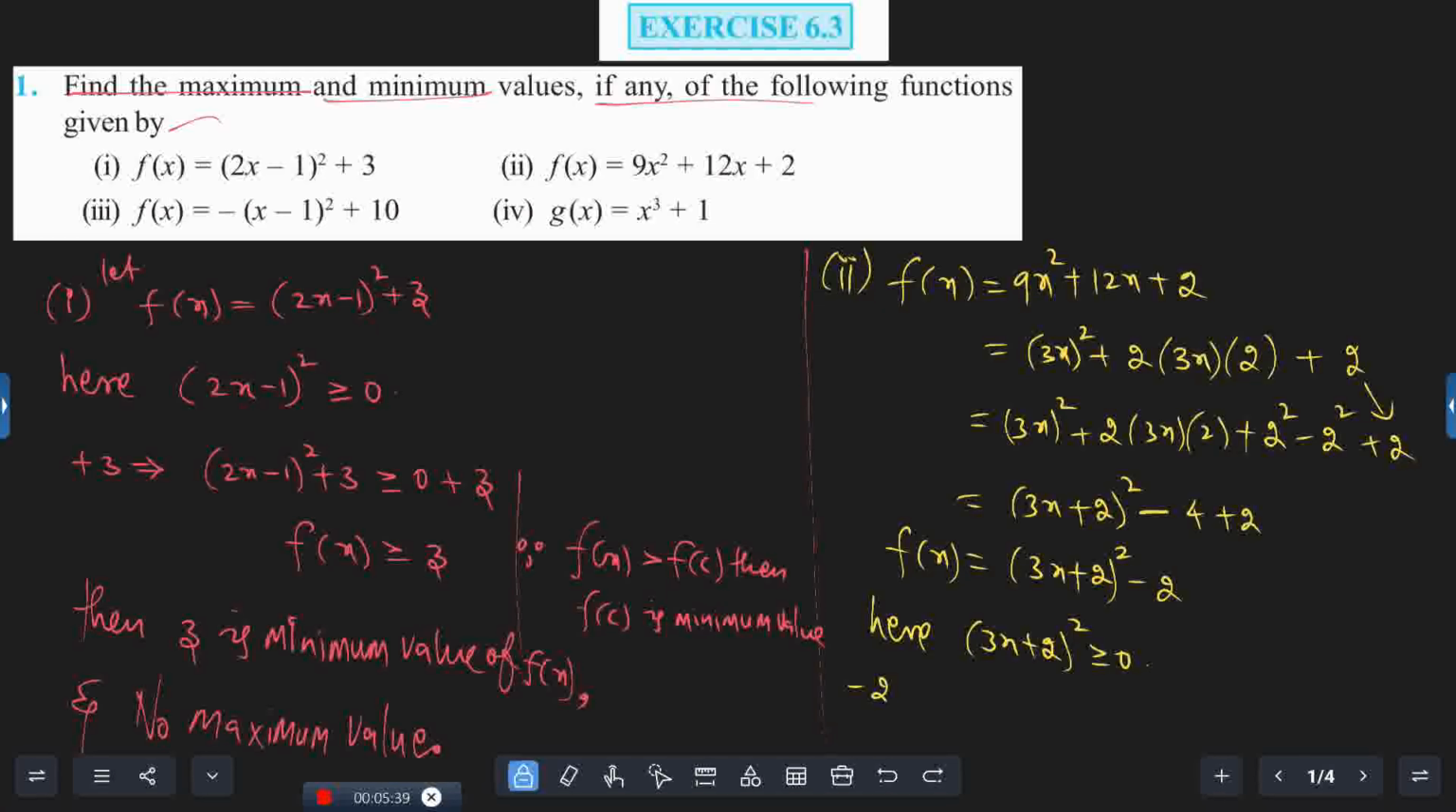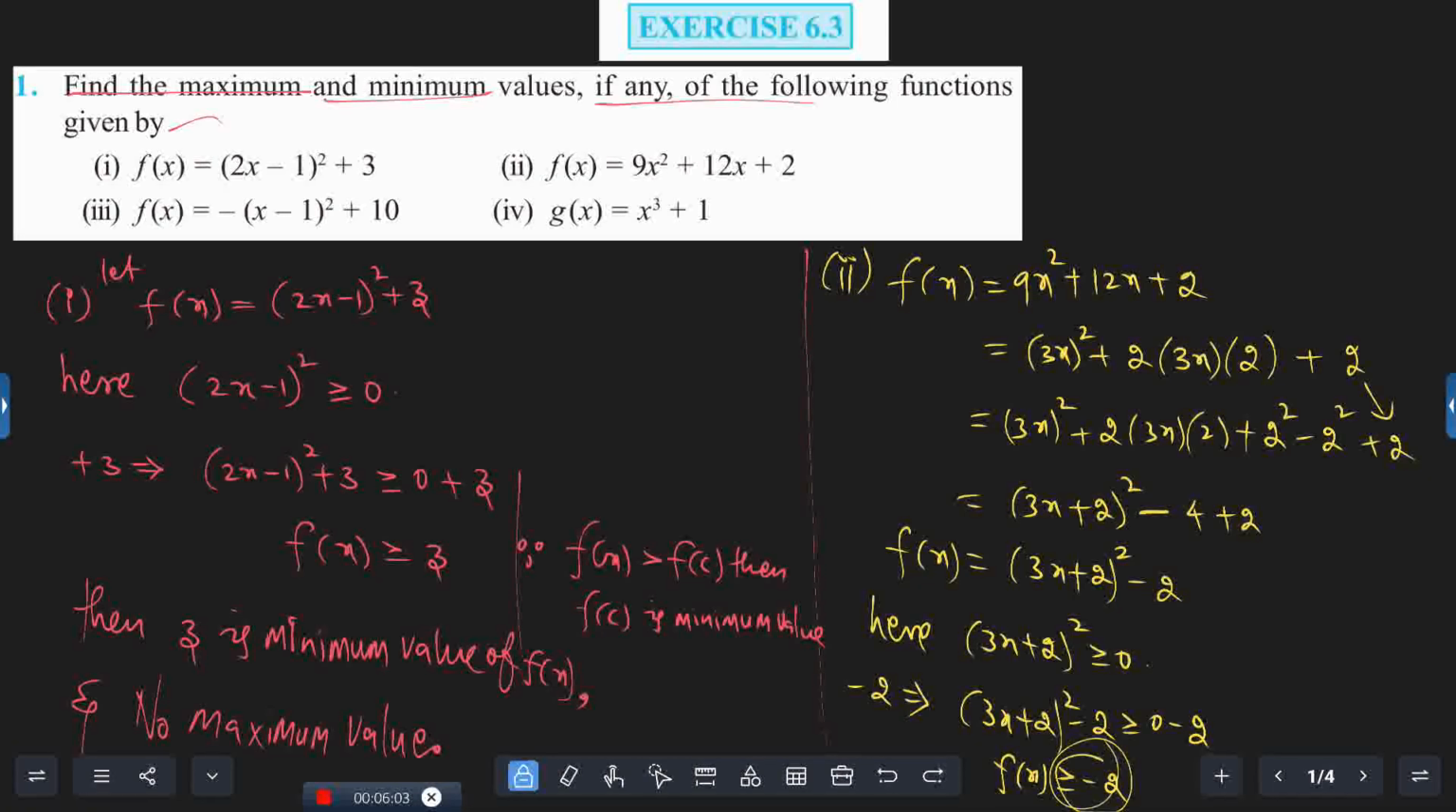And subtract 2 on both sides. So what I am getting? (3x plus 2) whole square minus 2 is greater than or equal to 0 minus 2. Sir, will the symbol change when subtracting minus 2? No. When I multiply by minus, then only the symbol will change. We are subtracting, so the symbol will not change. So this is f of x greater than or equal to minus 2.